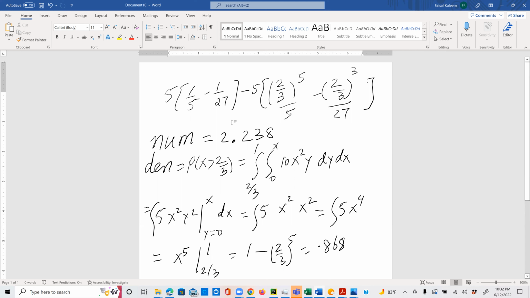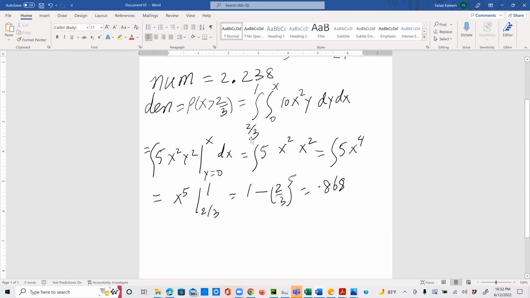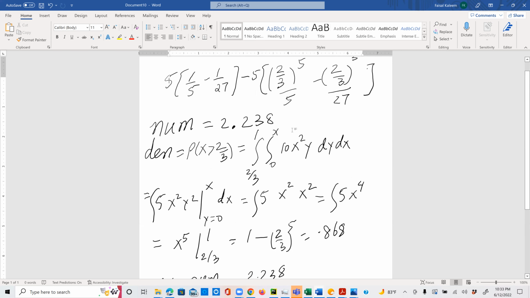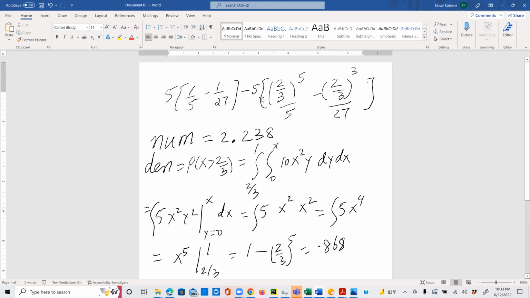And therefore our answer is numerator over denominator. 2.238. I think the numerator is 0.7379. Oh, so where did we go wrong? So is this part correct? Let's check.